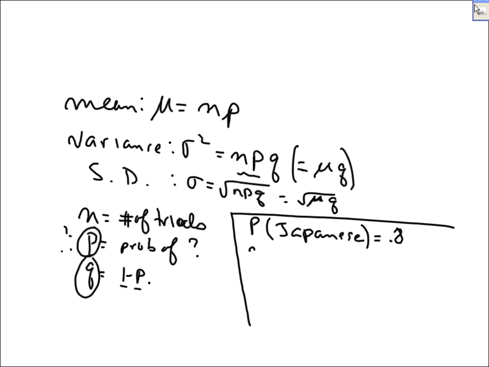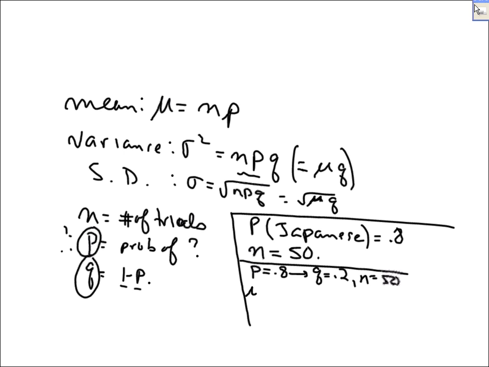So now, suppose that you randomly select 50 of the baseball players in this baseball league. And you want to know the mean and the variance and the standard deviation for the number of Japanese players. Well, what you're told is that p is 0.8. Well, that means that q is 0.2. And n is 50. You ask 50 baseball players, are you Japanese or not?